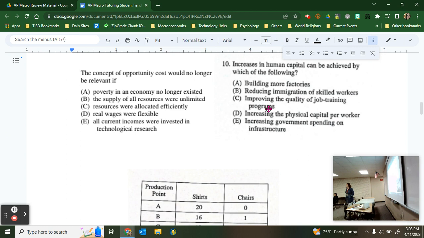All right, human capital can be achieved by which of the following? First off, what is human capital? Human capital is education, yes. So off to the side, human capital is education. That's different than labor. Labor is just people. So if I have a pizza shop, I could hire more people to get more pizzas. Or what else could I do to increase my human capital? I can train them. I can give them some sort of video to watch, and now they're trained better.